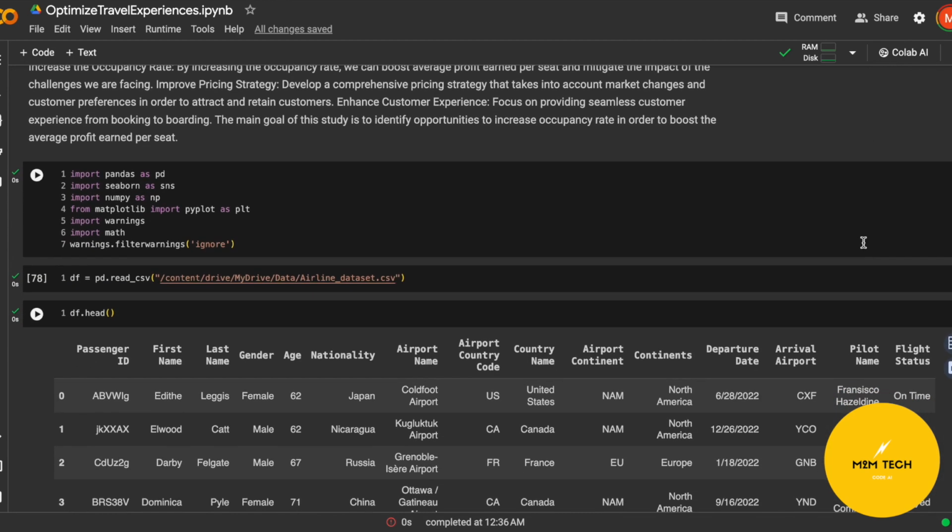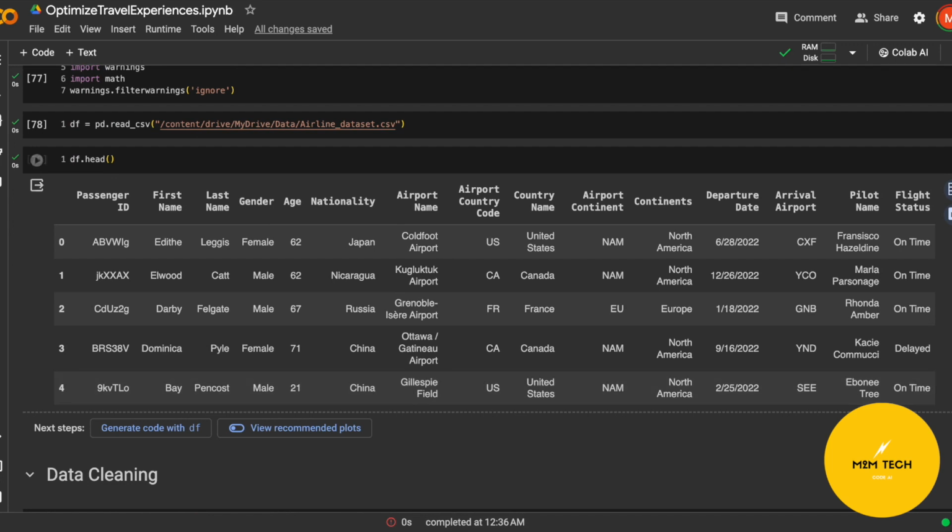Okay, so I start off by loading the data, and this is what the data set looks like. Here we have information about the passenger: first name, last name, gender, age, nationality, etc. We have information about the arrival and the departure airports and the date the flight was taken, and some information around the continent, country, and also the flight status, whether it was on time, etc.